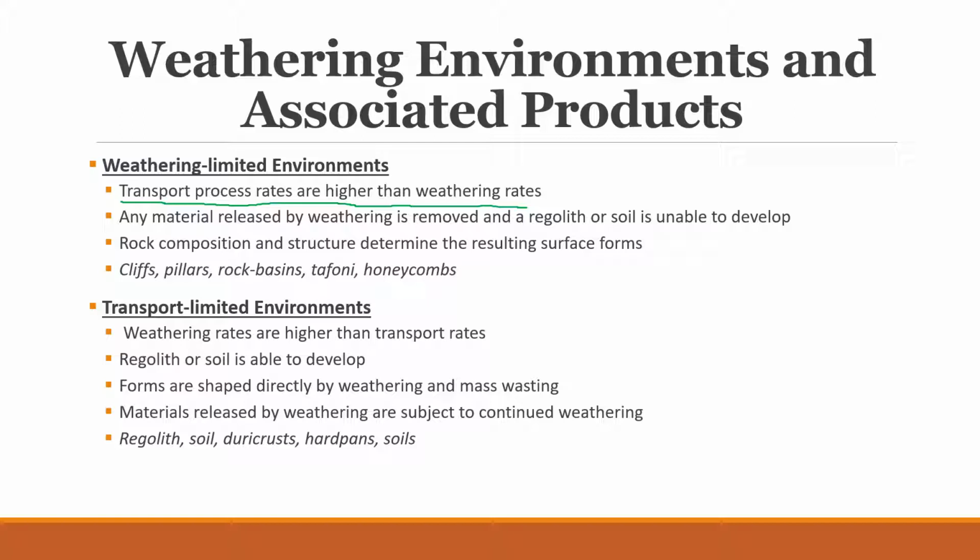Next, we have transport limited environments, where it's the opposite now. Weathering rates are higher than transport rates. So we have more weathering than transport, which allows for a regolith or soil to develop. Forms are now shaped directly by weathering and mass wasting. The materials released by weathering can continue to weather and break down into smaller and smaller particles. In transport limited environments, we end up with thick regolith and soil, duracrusts, and hardpans.